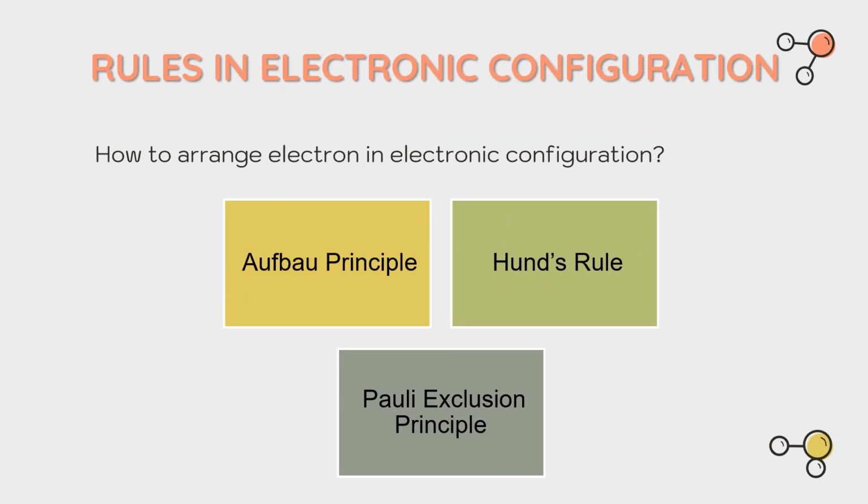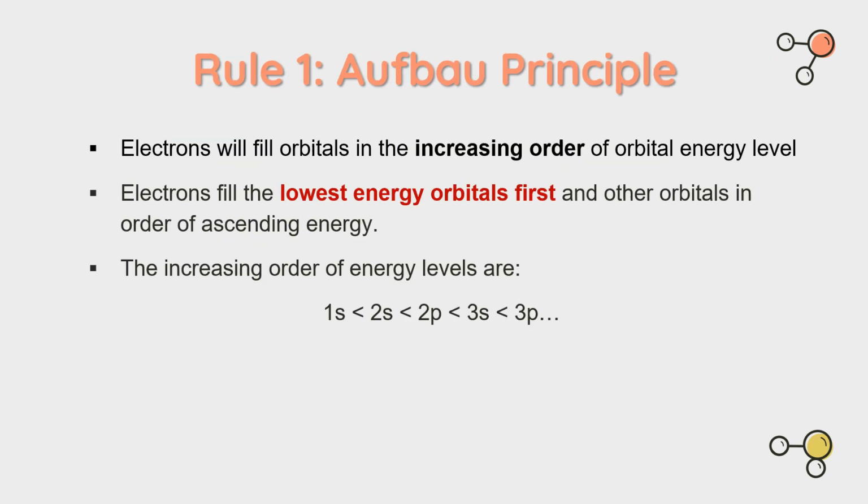In order to arrange electrons in a proper electronic configuration, we have to consider these rules. These are the rules in electronic configuration that we have to obey before we start filling the electrons into each orbital. They are Aufbau Principle, Hund's rule, and Pauli exclusion principle. The first rule is Aufbau Principle.